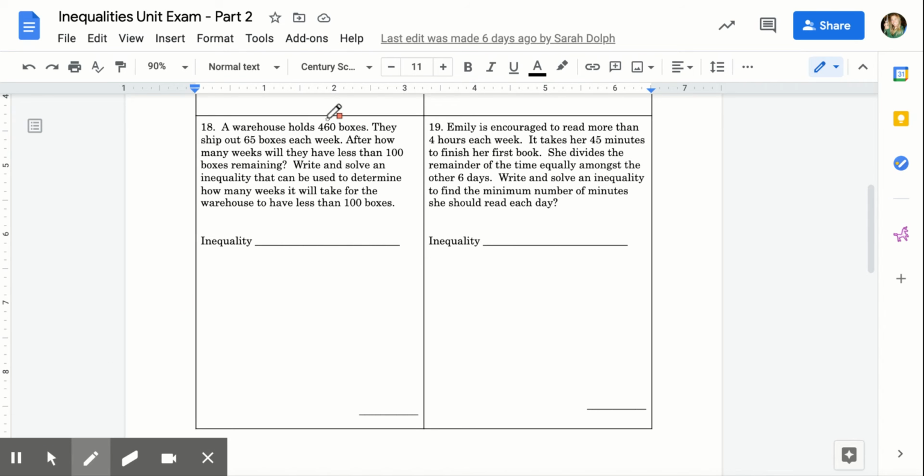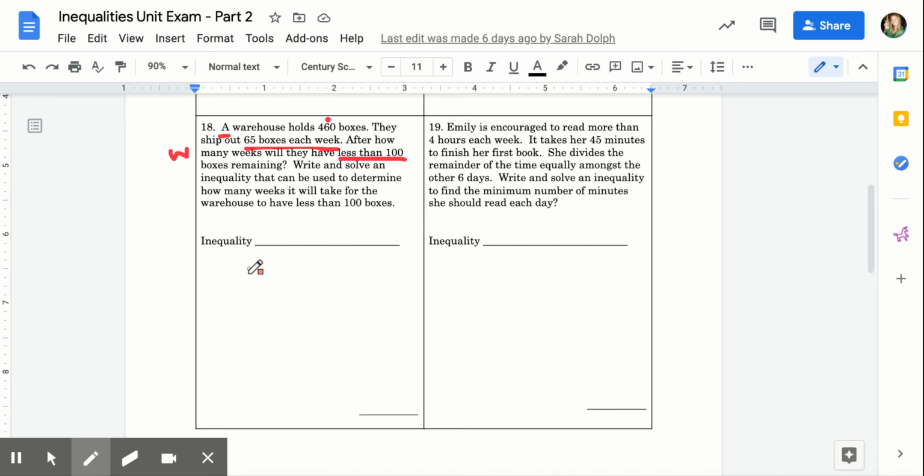So you know it starts with 460 boxes. They ship out, which would be taking away or a minus sign. They ship out 65 boxes, but it's each week. After how many weeks, we can use W for weeks, will they have less than 100 boxes remaining?